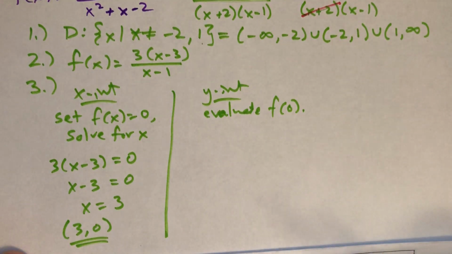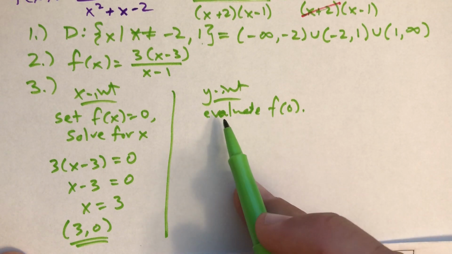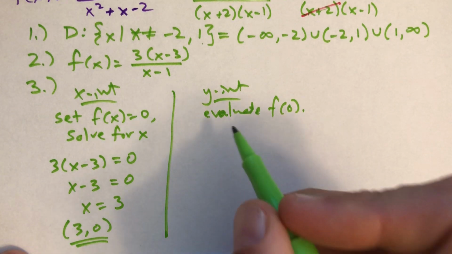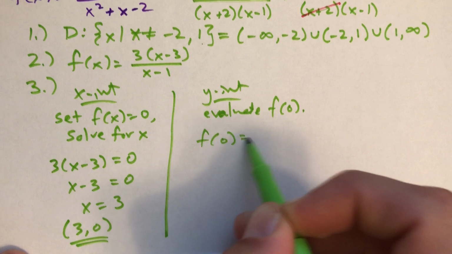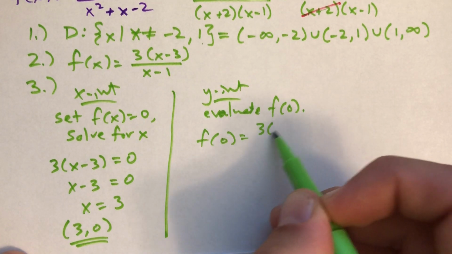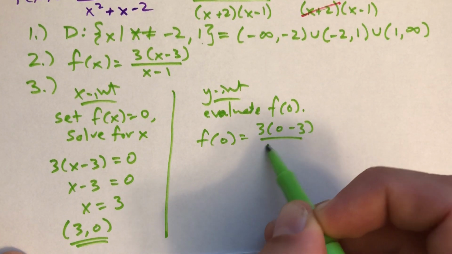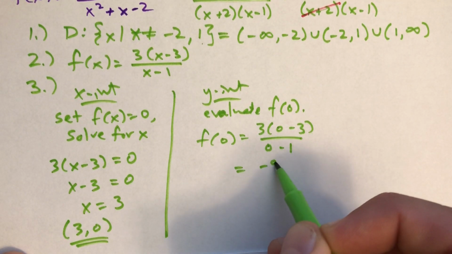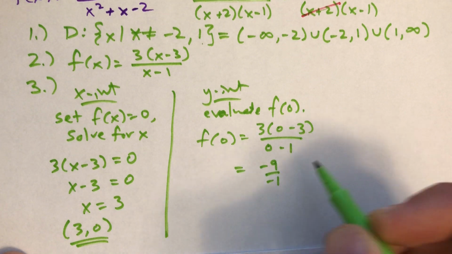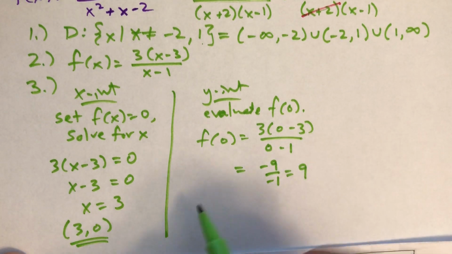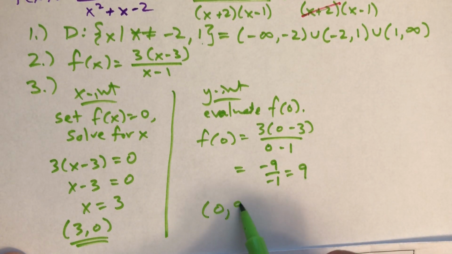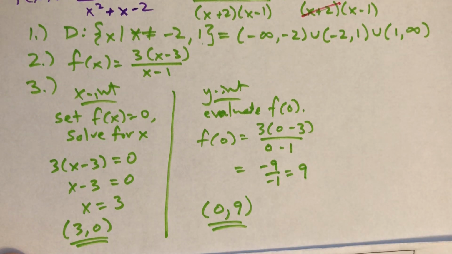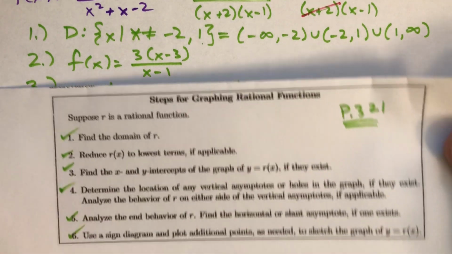Okay, now we want to find our y-intercept. So this is just going to be where we evaluate f of 0. So f of 0, and again we can use the reduced function. We got 3 times (0 minus 3) over (0 minus 1). So this is 3 times negative 3, that's negative 9 over negative 1. So this is positive 9, and our y-intercept is the point (0, 9). All right, we found the x and y intercepts.